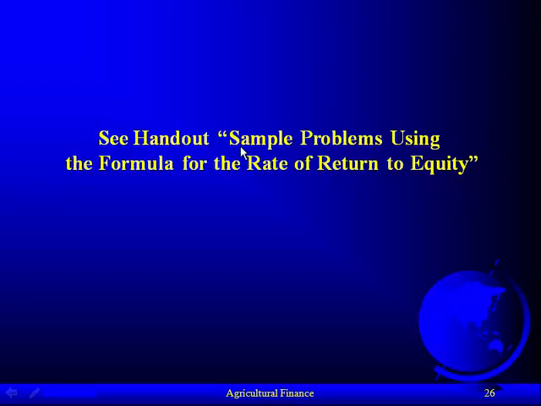So also there are more sample problems using this formula for the rate of return to equity. It's in your handout.